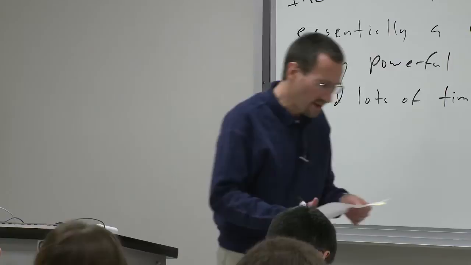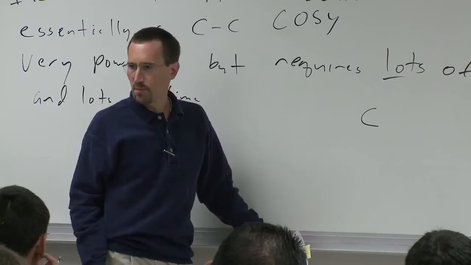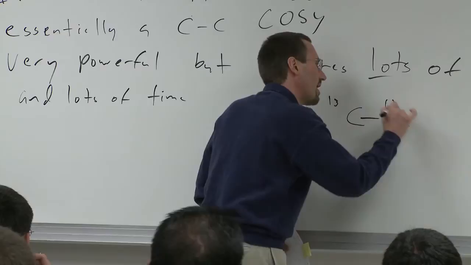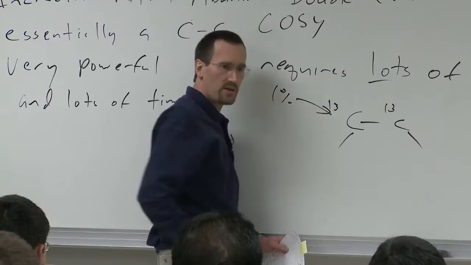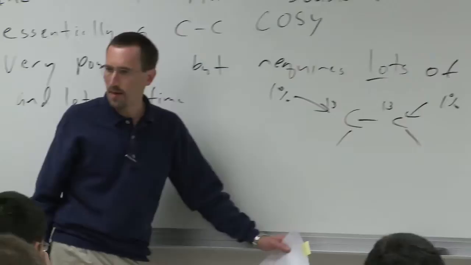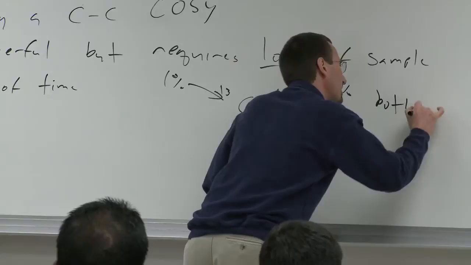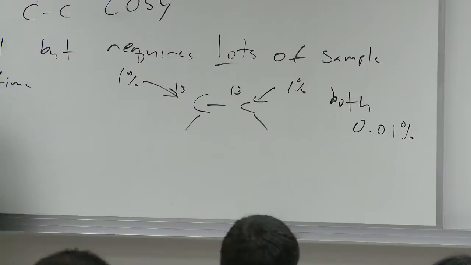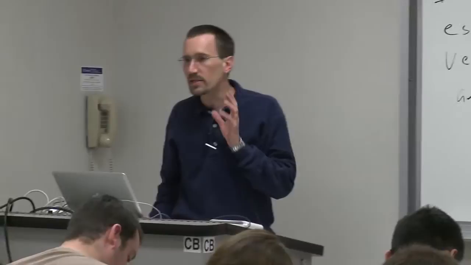So, the killer on this thing is because it's a COSY-like experiment, what you're relying upon is having a C13 next to a C13. And since the probability of having a C13 at either position in a molecule is 1%, the probability of having both of those is 1% of 1%. In other words, 0.01%. And that really is the killer.